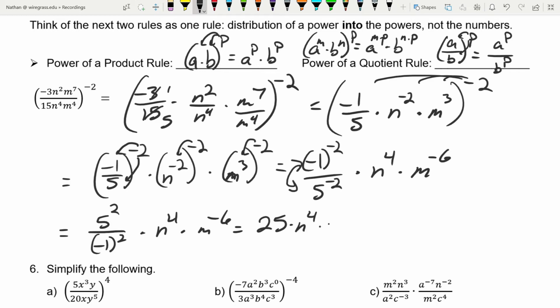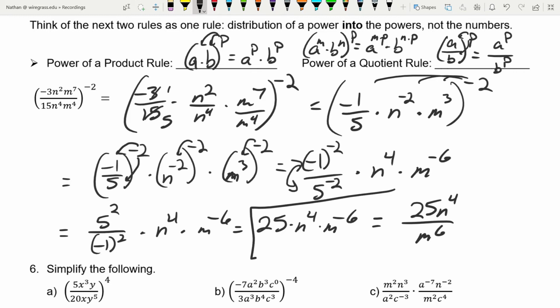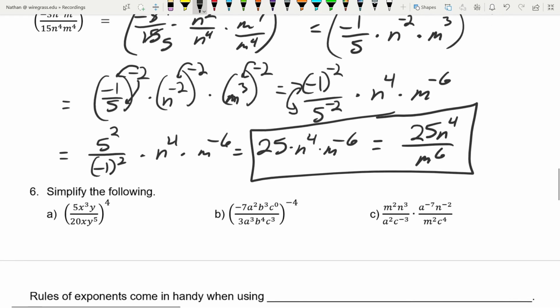Now, this could be your answer. Normally, we don't like to have negative powers. That's because they're a little bit more confusing to work with. We like to have actual positive exponents. So typically what you're going to see is answers asking for only positive exponents. But either one of these is correct. It's the same expression either way. Okay, give this a try in number 6.